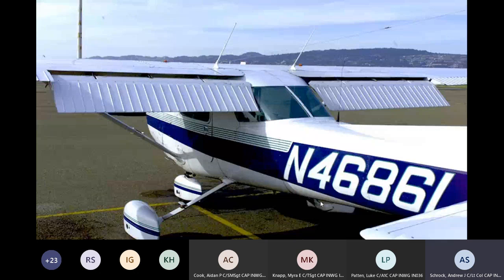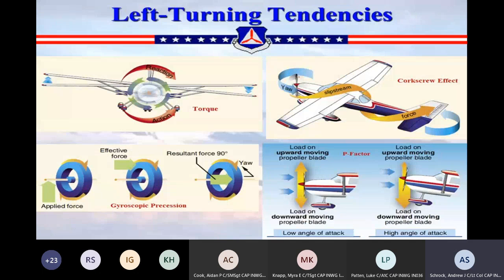Okay, we're going to go into some left turning tendencies here. Excuse me. So left turning tendencies. This is the last thing we'll cover in this class. There are 4 left turning tendencies acting on an airplane typically. So we're going to move from the top left, go across, then go to the bottom left, and then go back to the bottom right.